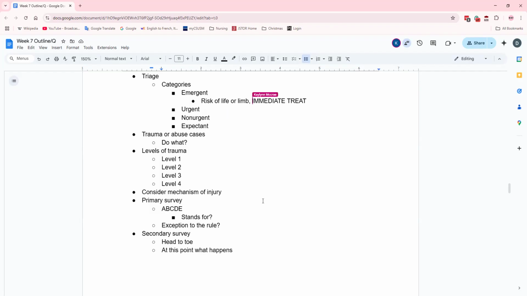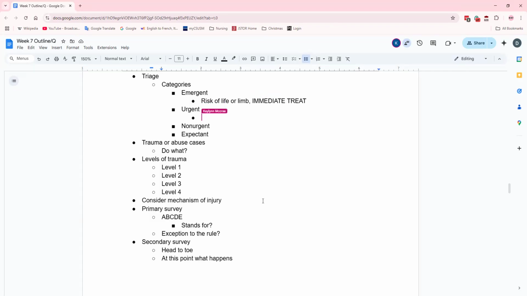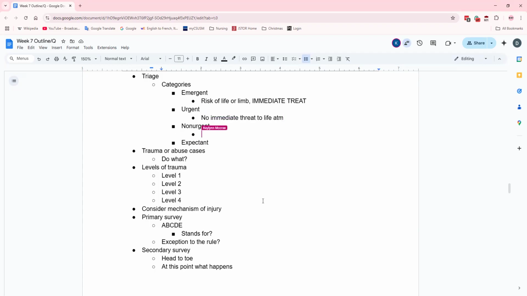Life or limb. Your urgent is kind of up there. There's no immediate threat. It's still bad. They're still messed up. They still need treatment, but they're not going to die right now if I don't get to them. Your non-urgent is your ring finger that was cut off.